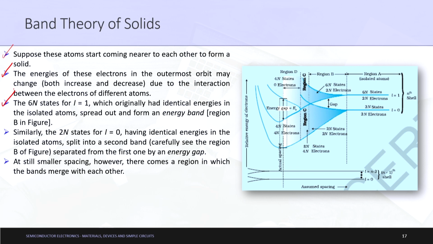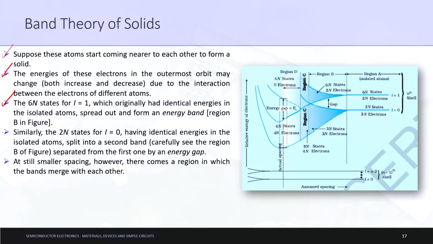Similarly, the 2n states for L is equal to 0, having identical energy in the isolated atoms, split into a second band. As you can see, this is the second band here. Carefully see region B of the figure, separated from the first one by an energy gap. As you can see, there is an energy gap here. So, this is your region B, after region A. In region A there were isolated atoms, in region B there is an energy gap present. Also the isolated bands are converted into a continuous band. So, this thing is also explained.